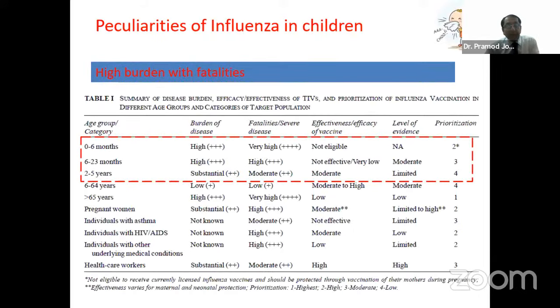Remember that the earlier the age of the child, the burden of the disease and the fatalities are very, very high. And that is why we usually want to protect the children, because children are the ones who transmit the disease from them to the adults.